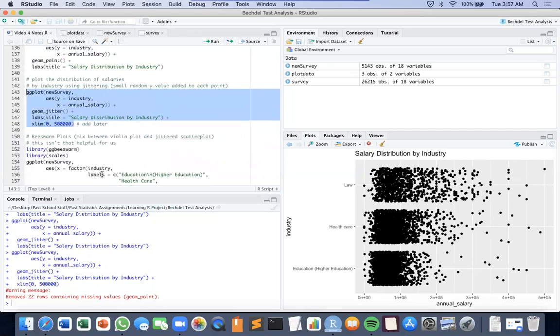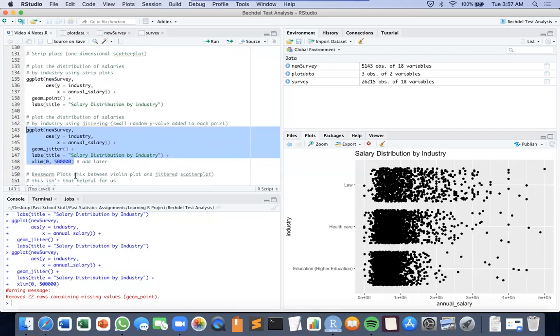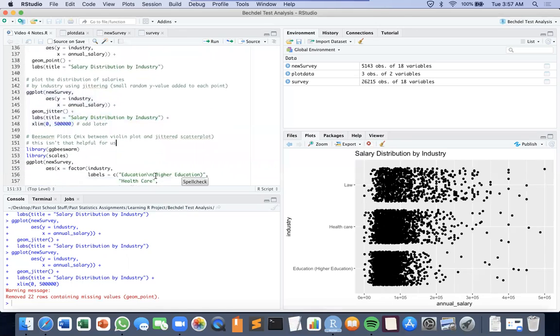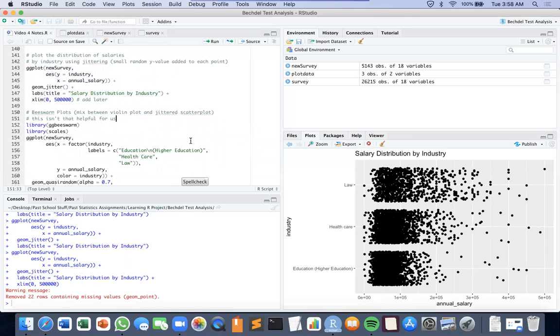Yeah, so the next type of plot is the beeswarm plot, which is kind of like a mix between a violin plot and a jittered scatter plot. And again, I said this isn't that helpful for us because I believe that we have too many data points to really rely on these types of graphs. But you know, it's a cool type. These are all cool types of graphs, and I encourage you to experiment with them in different data sets. And I'm sure that they all have their uses in certain contexts, just maybe not in this context.